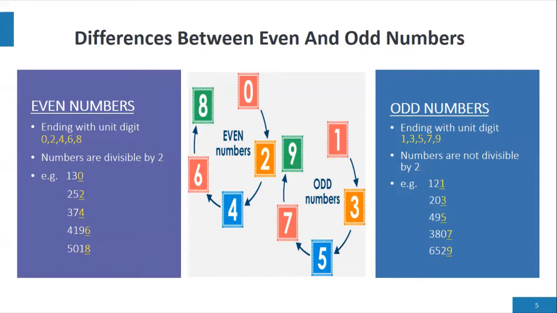You can see in the list of examples given here: 121, the unit value is 1. 203, unit value is 3. 495, unit value is 5. 3807, unit value is 7. 6529, unit value is 9. So all these numbers have unit value 1, 3, 5, 7 and 9, so they are called odd numbers.